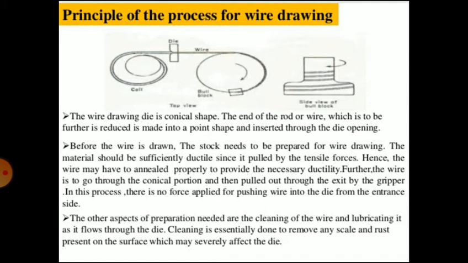Now for getting the fine wire, the material may be passed through a number of dies, receiving successive reductions in diameter before being coiled. Such successive drawing in general requires driving rolls between the dies.